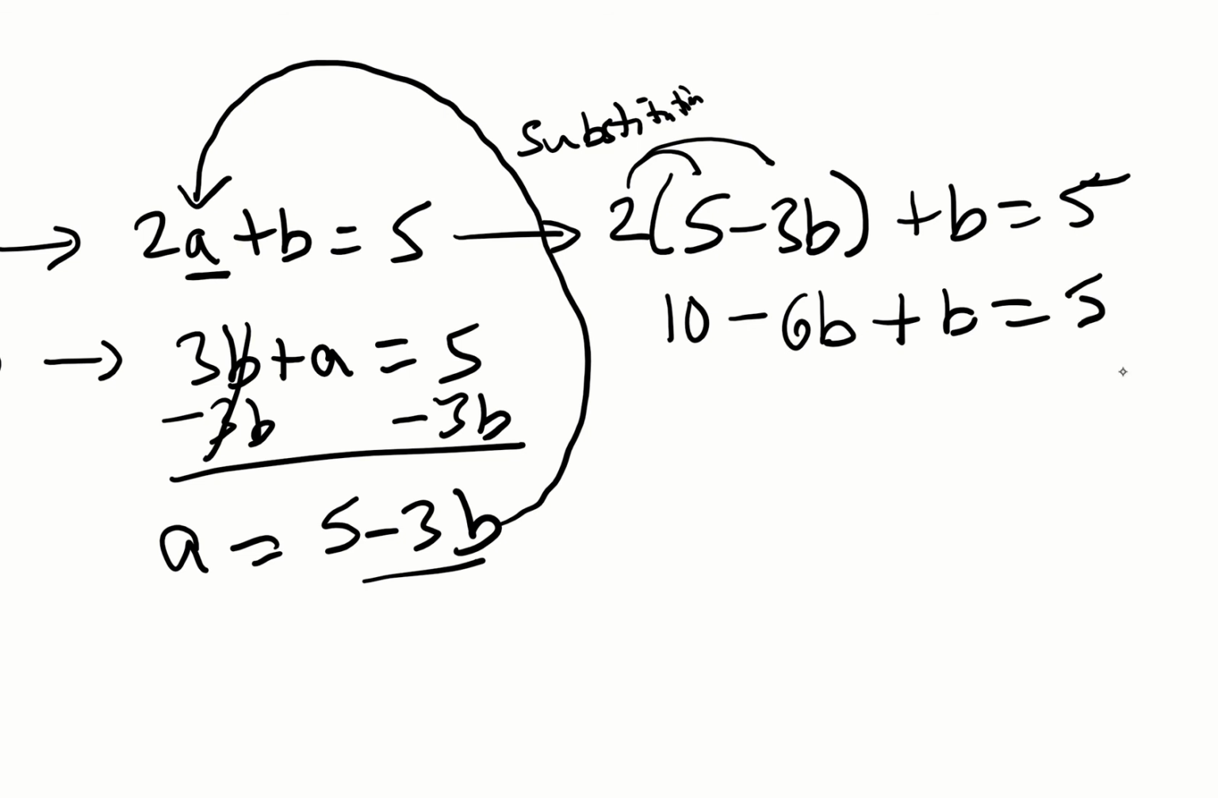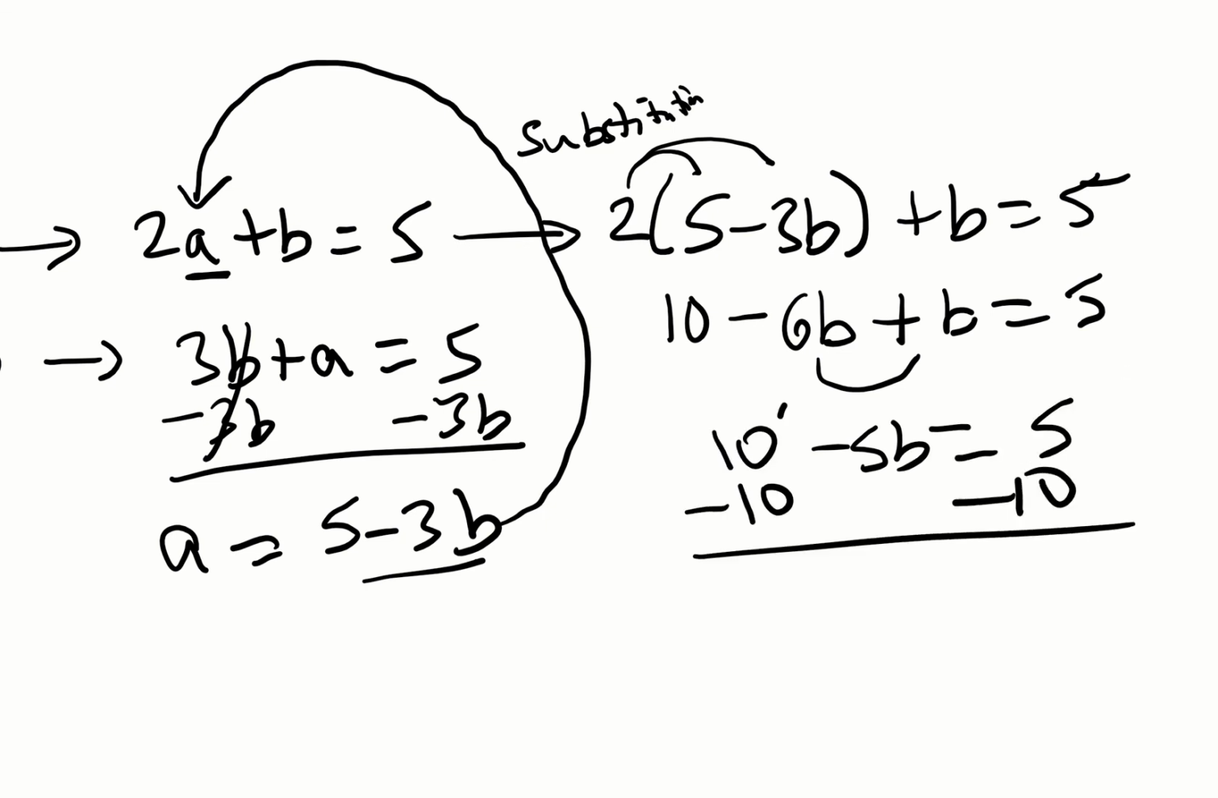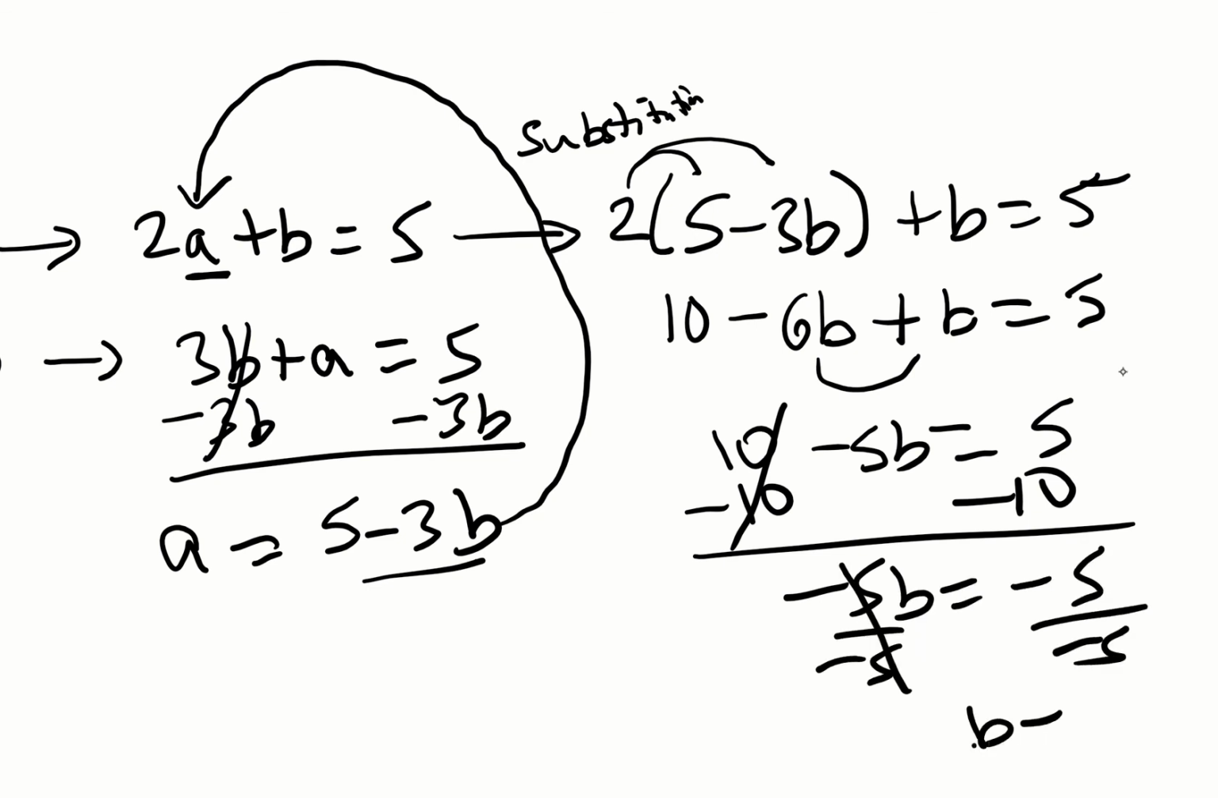We're almost done solving for the variable. Let's go ahead and do it. Negative 6b plus b, that's negative 5b. All right, we'll subtract 10 on both sides. Let's finish this up quickly. And then divide by negative 5. So then b has to be 1. Okay, so b is 1.